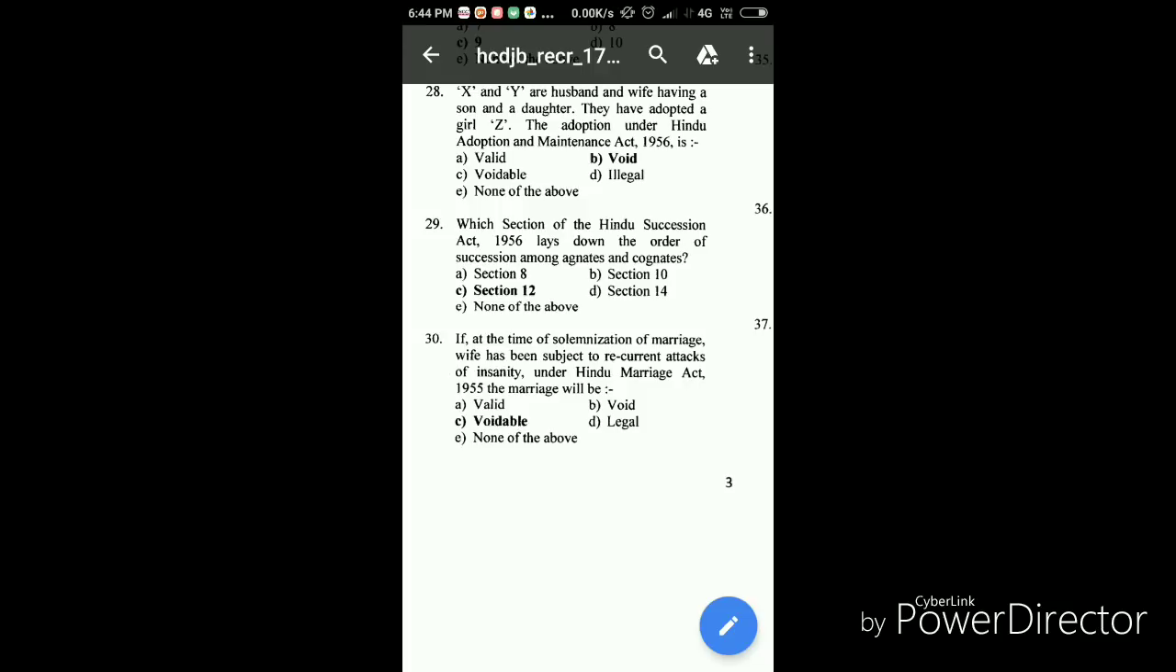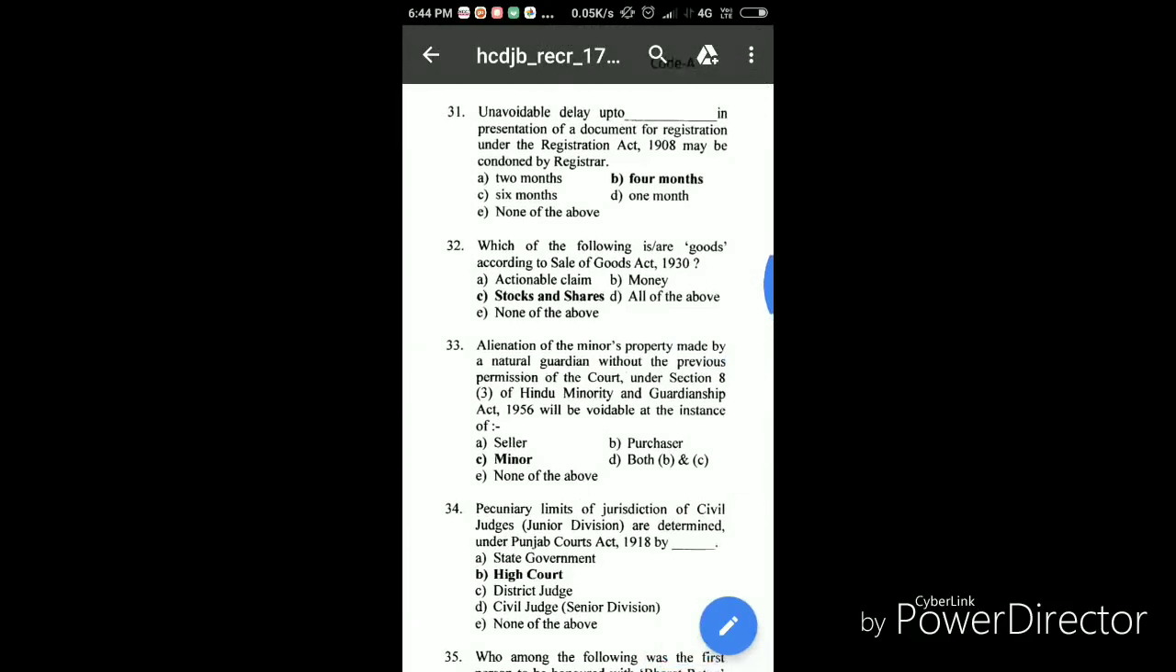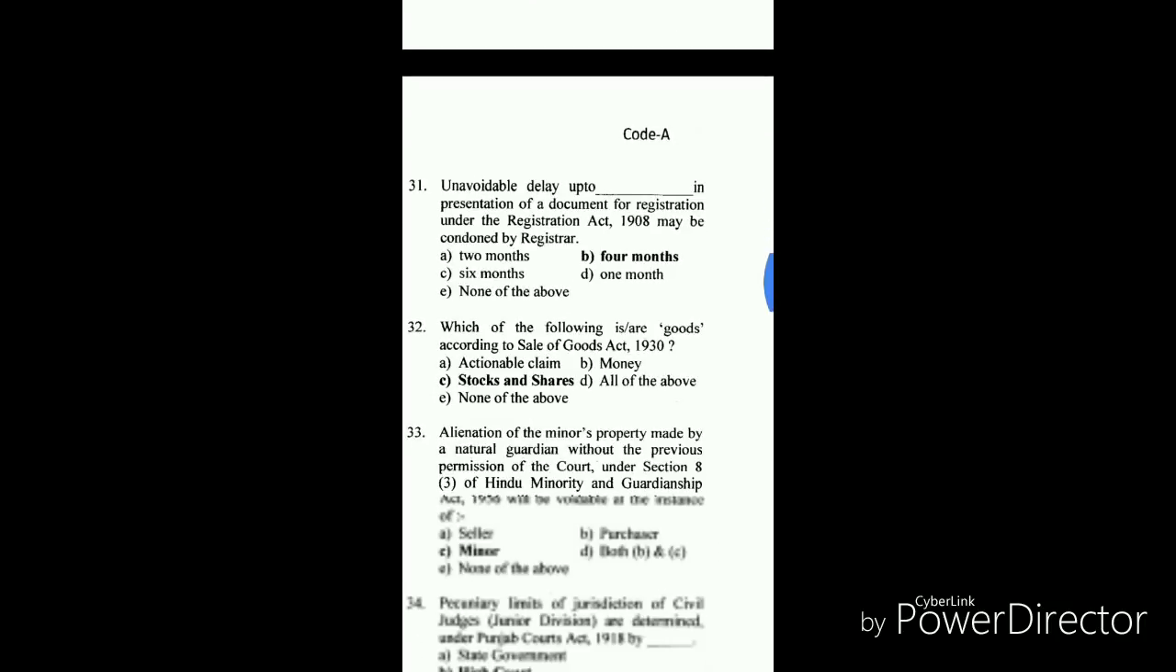Now, if at the time of solemnization of marriage, the wife has been subject to recurrent attacks of insanity under the Hindu Marriage Act 1955, the marriage will be voidable. Section 12 of the Hindu Marriage Act clearly mentions voidable marriage. Now 31. These are very state-based questions. Unavoidable delay in presentation of a document for registration under the Registration Act 1908 may be condoned up to 4 months.